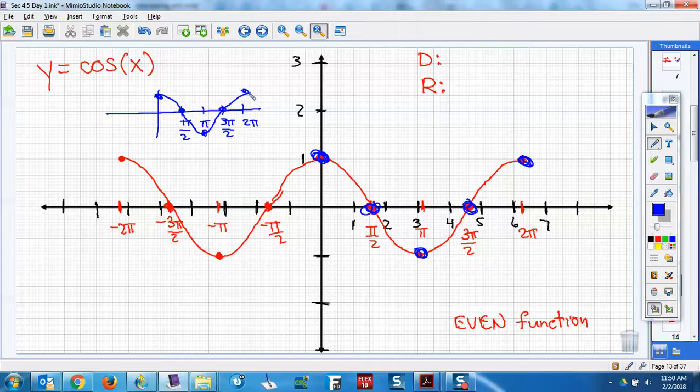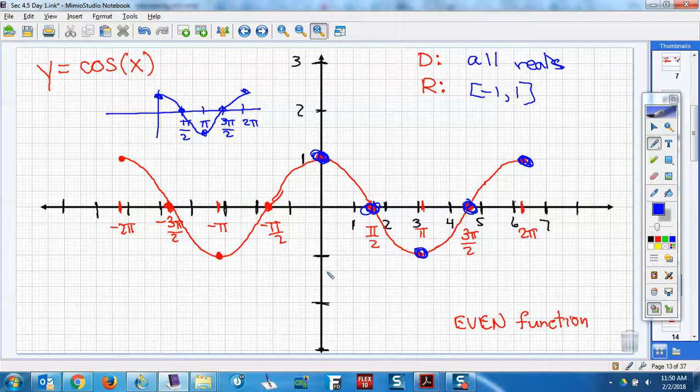Okay, what's your domain on the cosine graph? All reals, because this graph could go on forever and ever to the left and forever and ever to the right. What's your range on cosine? Same as sine. Remember, range is your y's. The cosine graph's never going to go outside of negative 1 to 1. Okay? Sine and cosine are very much the same that way.